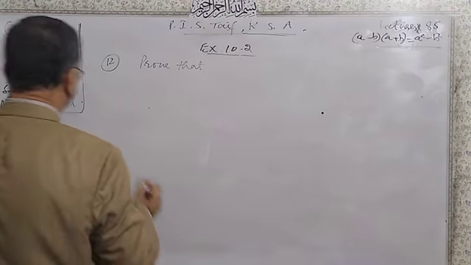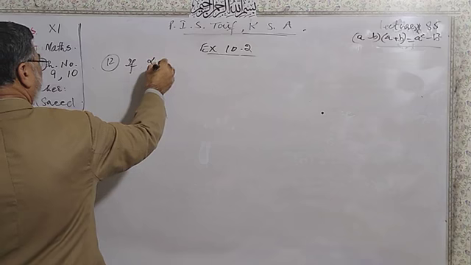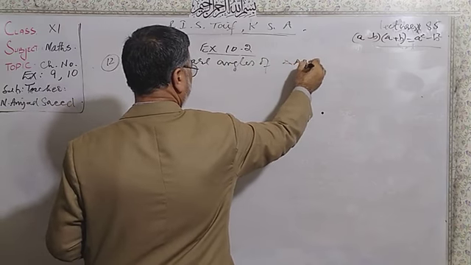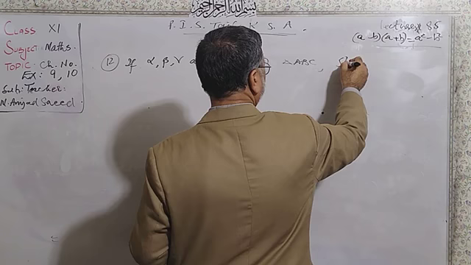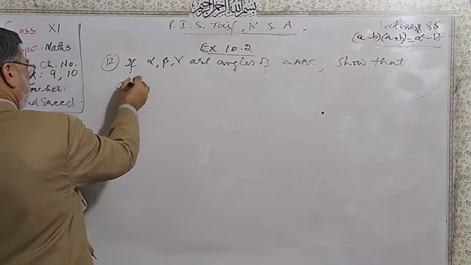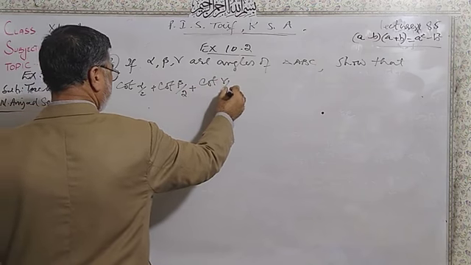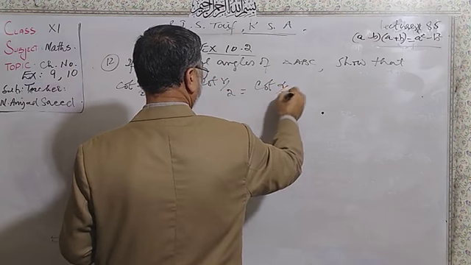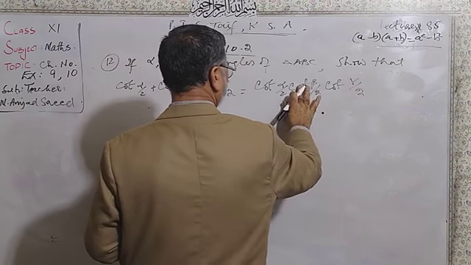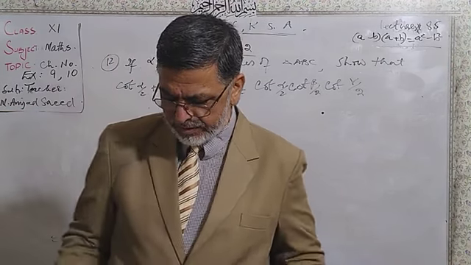We are given question number 12. If alpha, beta, gamma are angles of triangle ABC, show that cotangent alpha by 2 plus cotangent beta by 2 plus cotangent gamma by 2 is equal to cotangent alpha by 2, cotangent beta by 2 and cotangent gamma by 2. So we have to prove that left hand side is equal to right hand side.